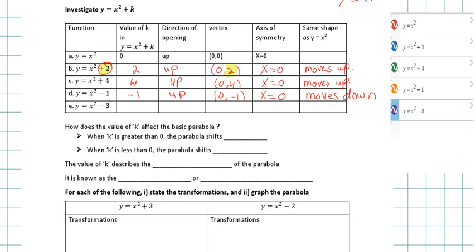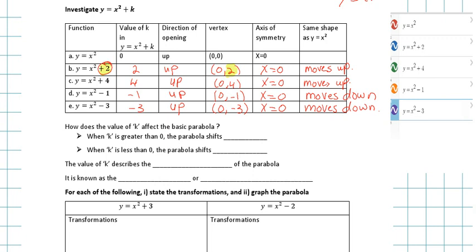What's your k value here? Opens up, vertex, axis of symmetry, moves. Yes, excellent. We're going to put all these pieces together at the end. We learned about the a yesterday. Today we're learning about k and h. After that, we're going to put them all together and see all the transformations.